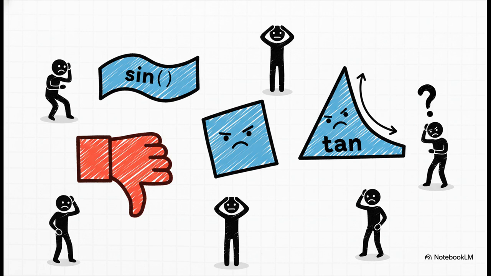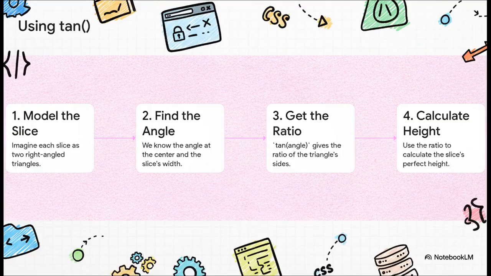But I really think that's just because they sound a little intimidating. I promise, they're not as scary as they look. Let's break one down. So how would you actually use this in the real world? Well, let's say you're building a cool circular menu where each item is a wedge, like a pizza slice.